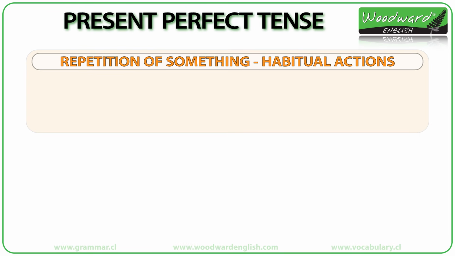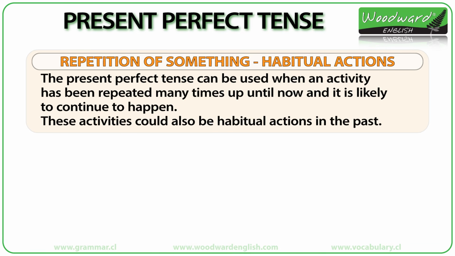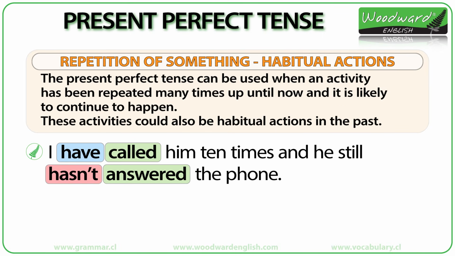Repetition of something. Habitual actions. The present perfect tense can be used when an activity has been repeated many times up until now, and it is likely to continue to happen. These activities could also be habitual actions in the past. I have called him 10 times, and he still hasn't answered the phone.